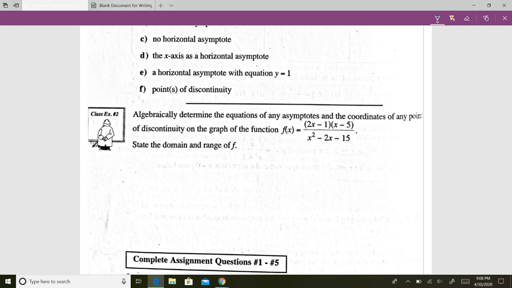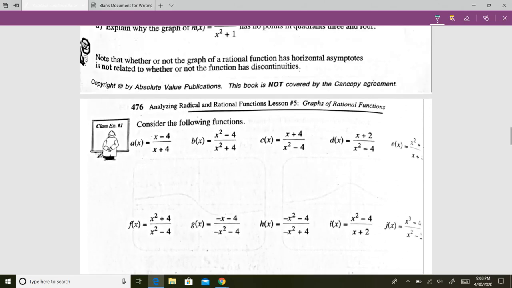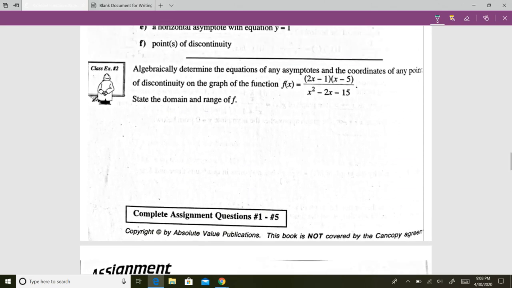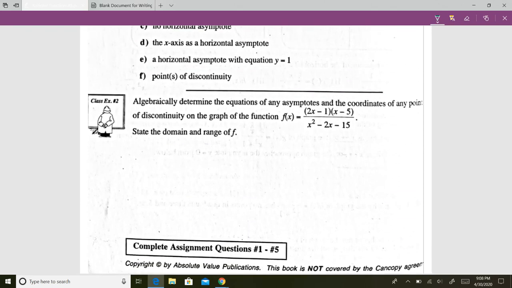Doing this one right here. Okay, this is on page 476, the last one of this lesson. So we're going to sketch this graph. Algebraically determine the equations of any asymptotes, and so on. State the domain and range. Basically, graph. That's really what matters.